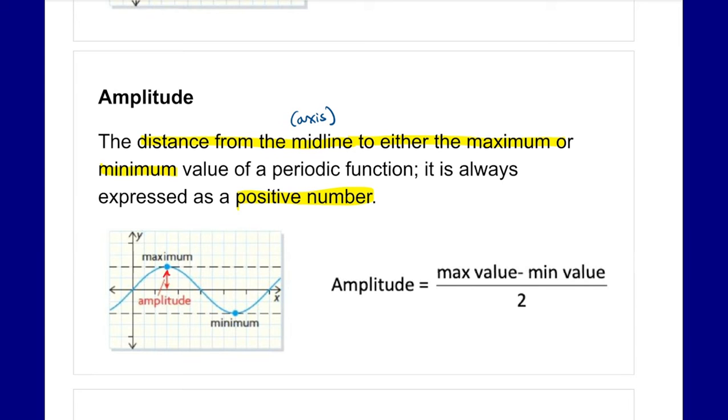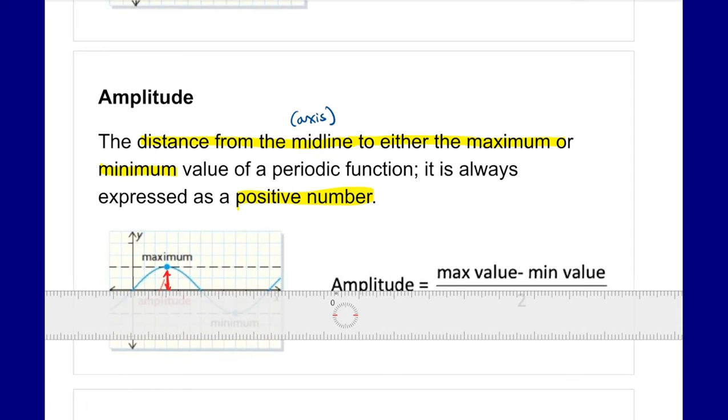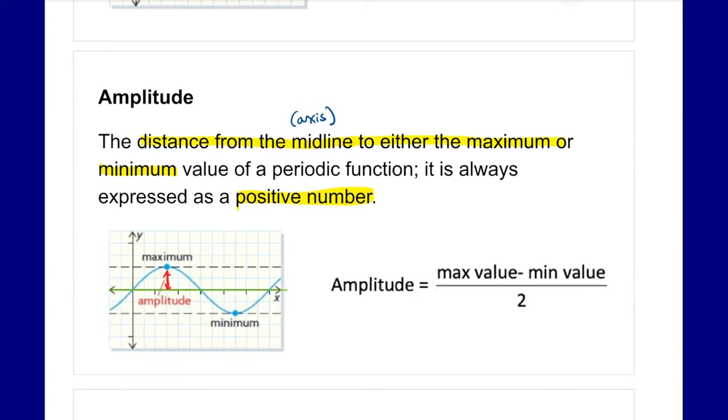So we can see here the amplitude. I'm going to highlight our midline a little bit clearer in green here, so we can differentiate it from other values. So we have our midline here. We have the amplitude going from the midline to the maximum. It could also be going from the midline straight down to the minimum. Either one is accurate.